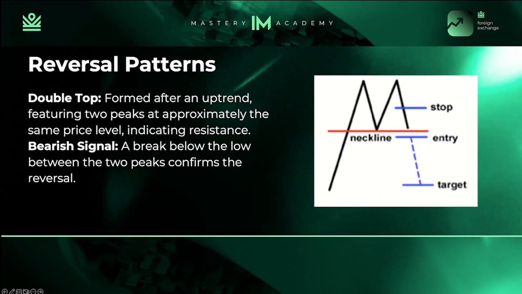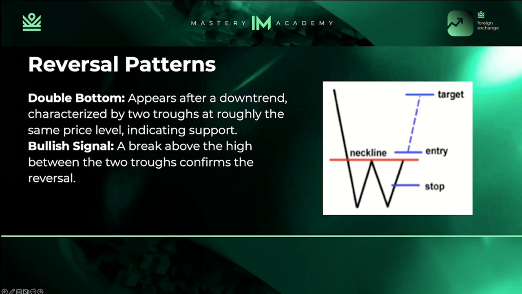You're also going to start seeing a lot more double tops and double bottoms. The first, formed after an uptrend, features two peaks at approximately the same level, indicating a strong level of resistance. A break below the low of these two peaks confirms the reversal, which is known as the neckline, okay? On the other side, there is the double bottom. This appears after a downtrend. It's characterized by two lows at roughly the same price level, indicating support. Now, a break above the high between the two lows is the neckline, and that's going to confirm the reversal.